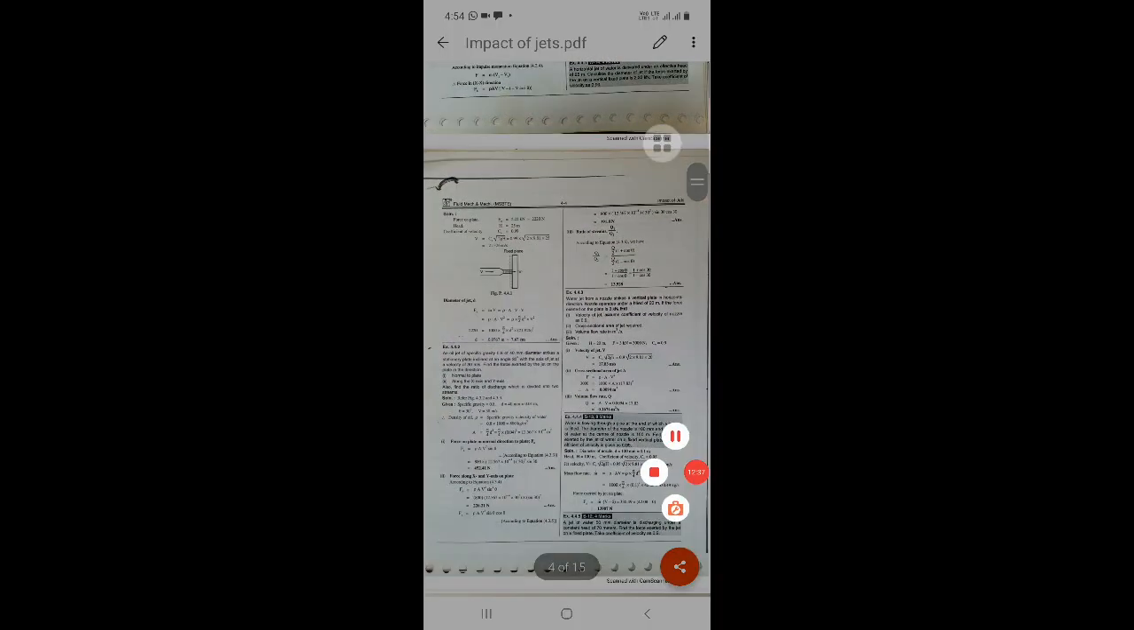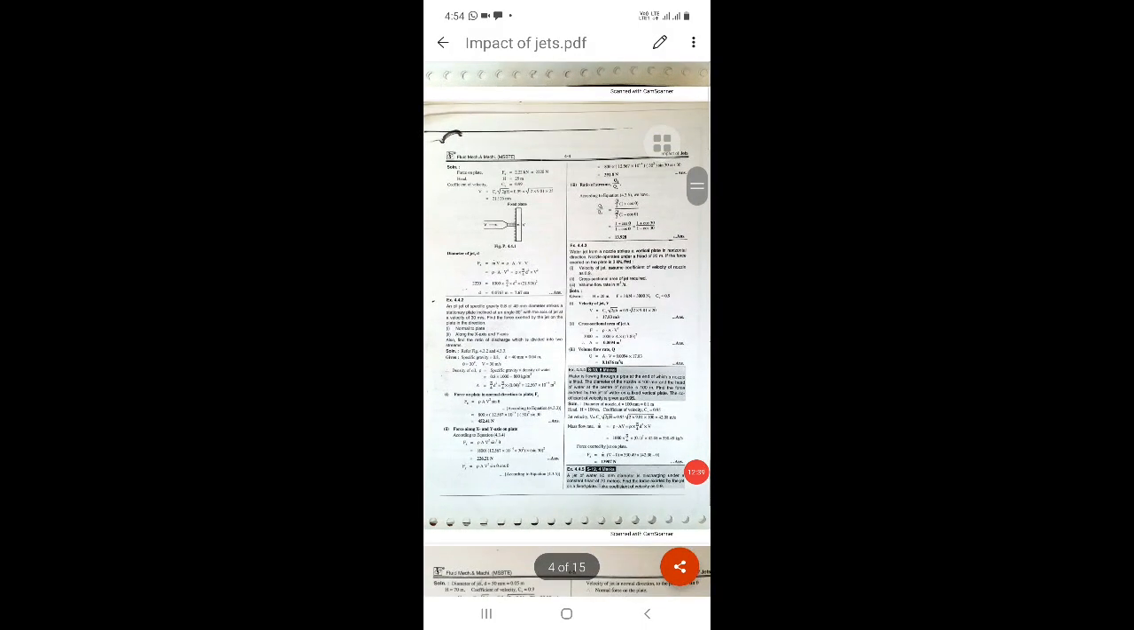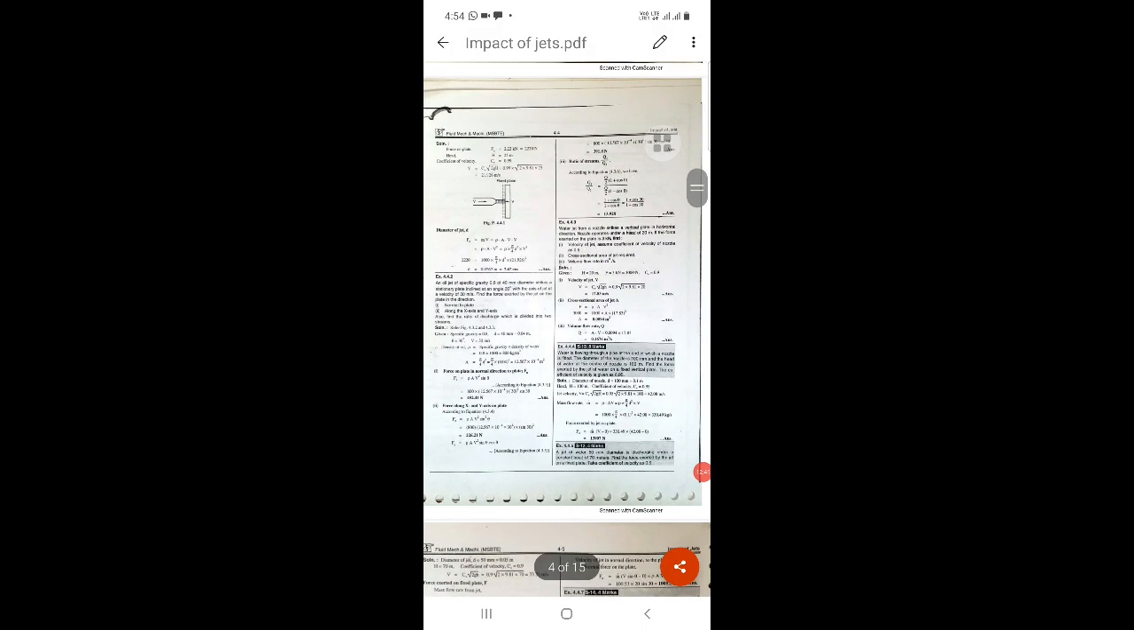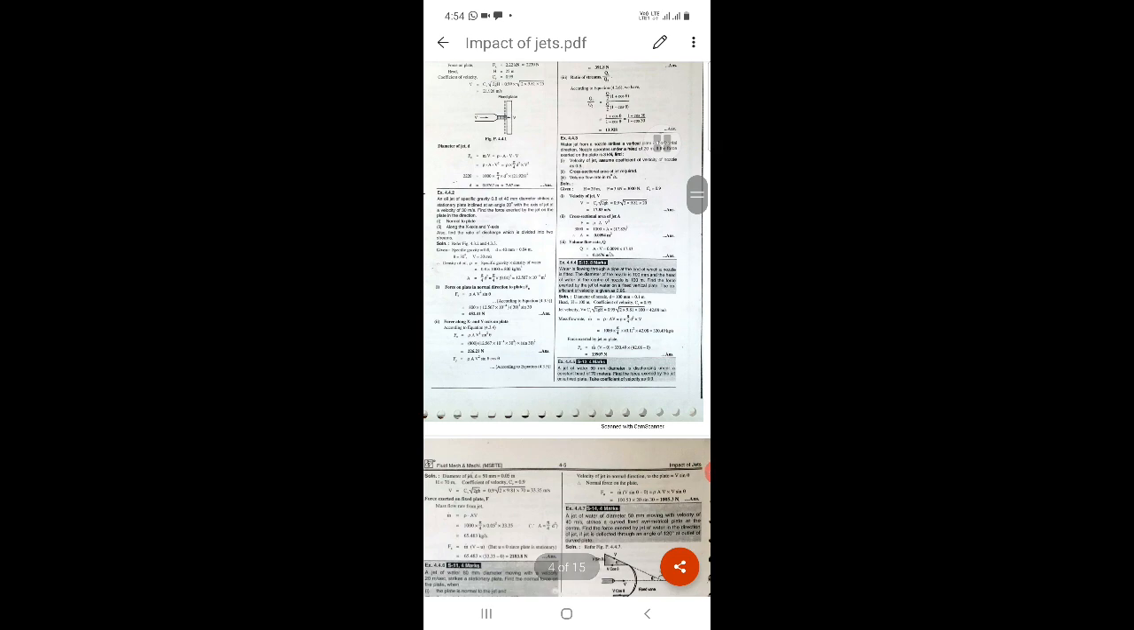So next example, Summer 13, 8 marks. Water is flowing through a pipe, and at the end a nozzle is fitted. The diameter of the nozzle is 100 mm and the head of water at the center of the nozzle is 100 meters. Find the force exerted by the jet on a fixed vertical flat plate. The coefficient of velocity is 0.95.